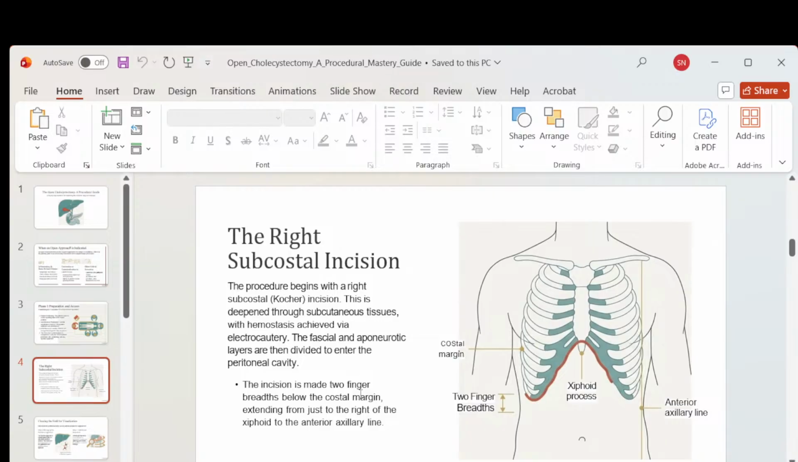The right subcostal incision. The procedure begins with the right subcostal Kocher incision. This is deepened through subcutaneous tissues with hemostasis achieved via electrocautery. The fascial and aponeurotic layers are then divided to enter the peritoneal cavity. The incision is made two fingerbreadths below the costal margin, extending from just to the right of the xiphoid to the anterior axillary line.